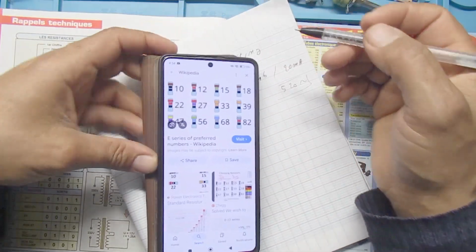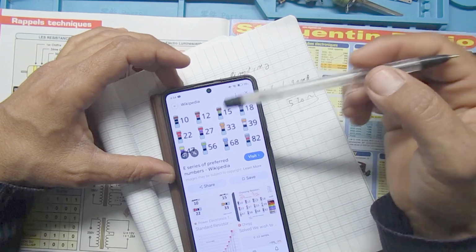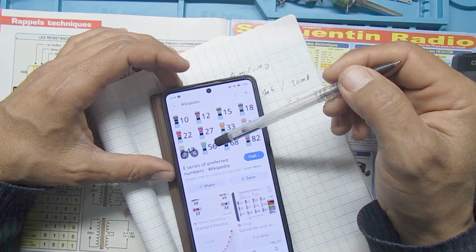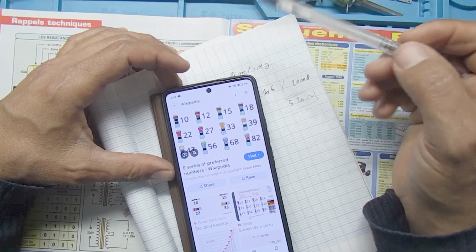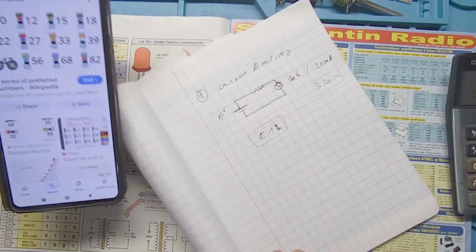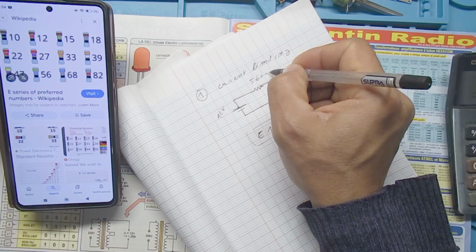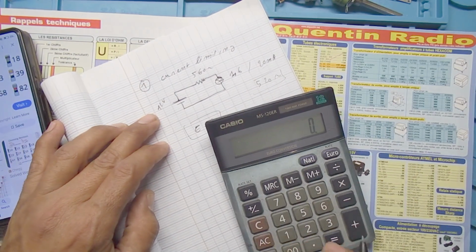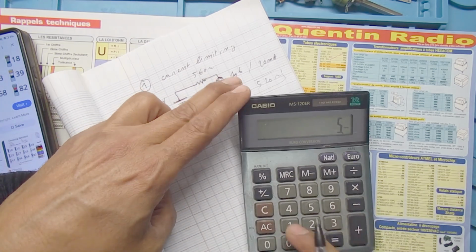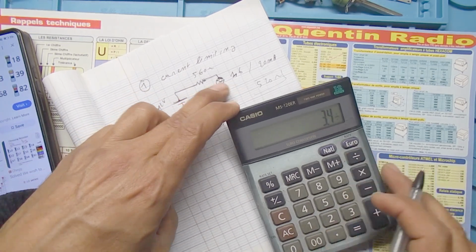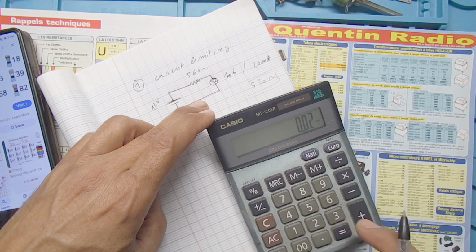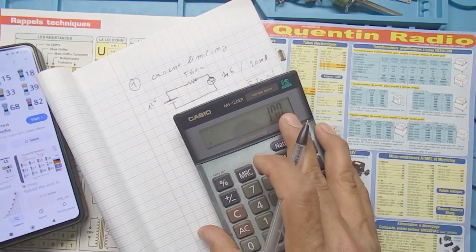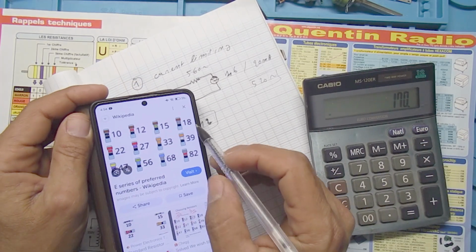Here we have the E12 series. So we must use a 560 ohm. We can use here a 560 ohm. For example, if we have 5 volt here, we have 5 minus 1.6 divided by the current. We find that we need 170 ohm. Here we will use 180 ohm.